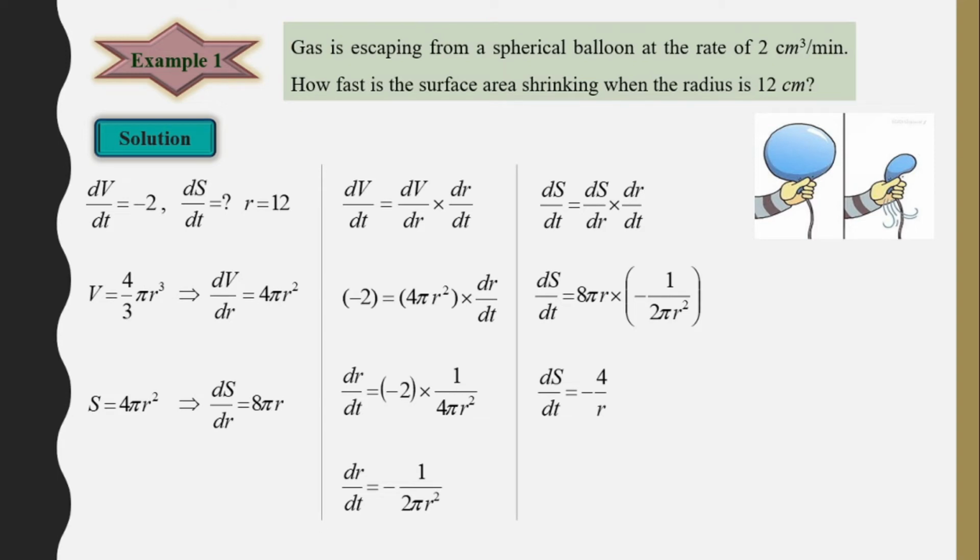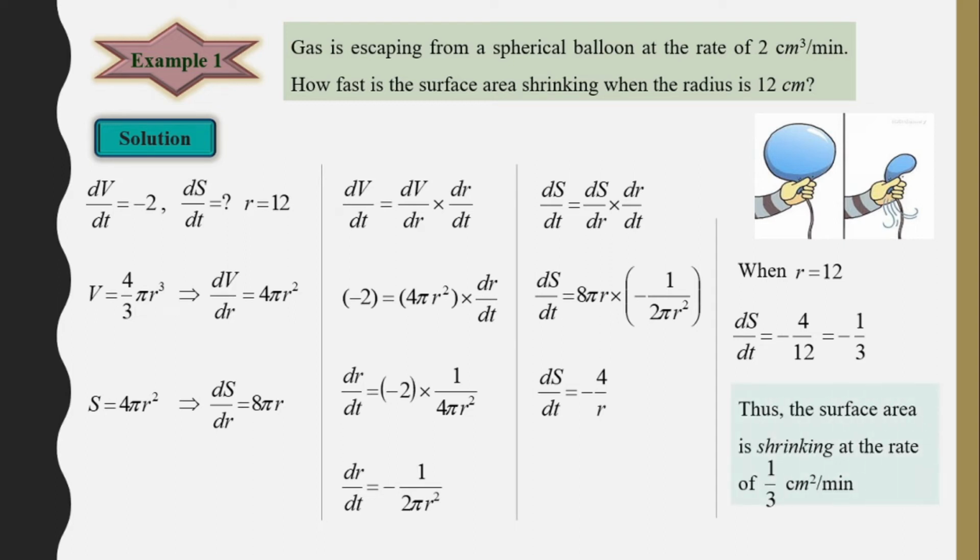Finally, we substitute r equal to 12 into dS/dt and get the value of dS/dt as -1/3. As conclusion, we write a statement as follows. Thus, the surface area is shrinking at the rate of 1/3 cm² per minute.